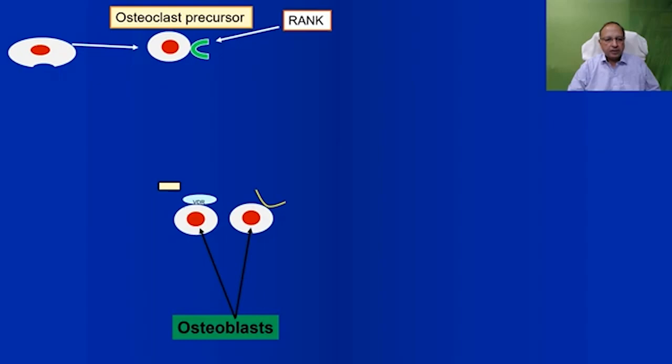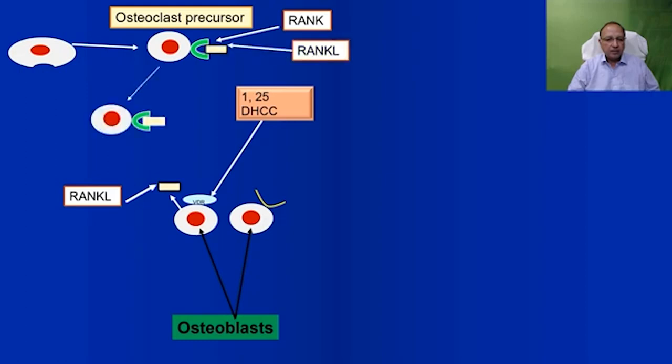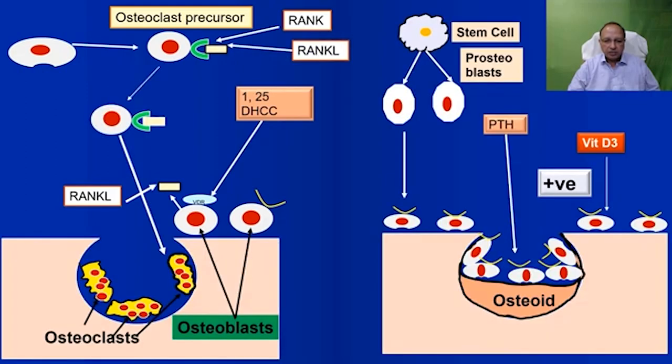So the osteoclast over here, what we see is that the 1,25-dihydroxycholecalciferol will cause an increase in RANKL, that will cause an increase in the resorption of the bone, but at the same time we also see that there is an increase in the osteoblastic activity by laying down more of the osteoid within the bone itself.